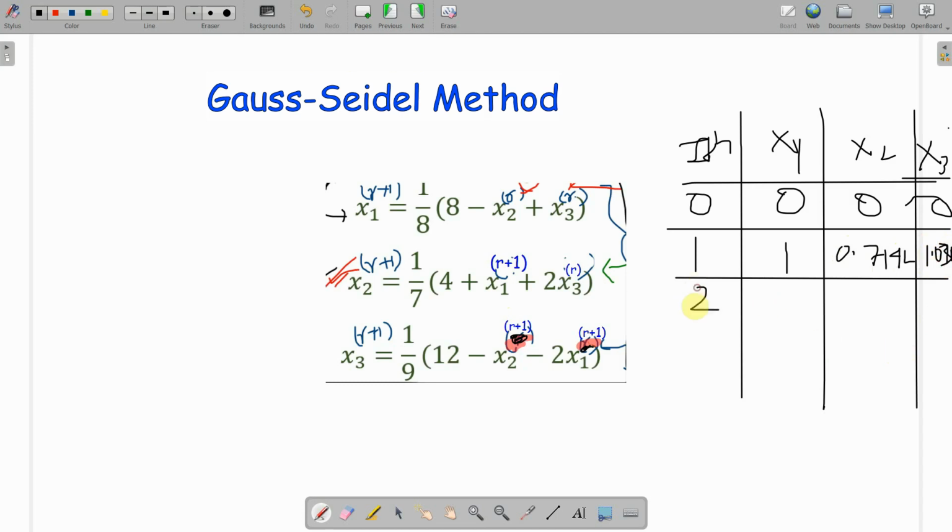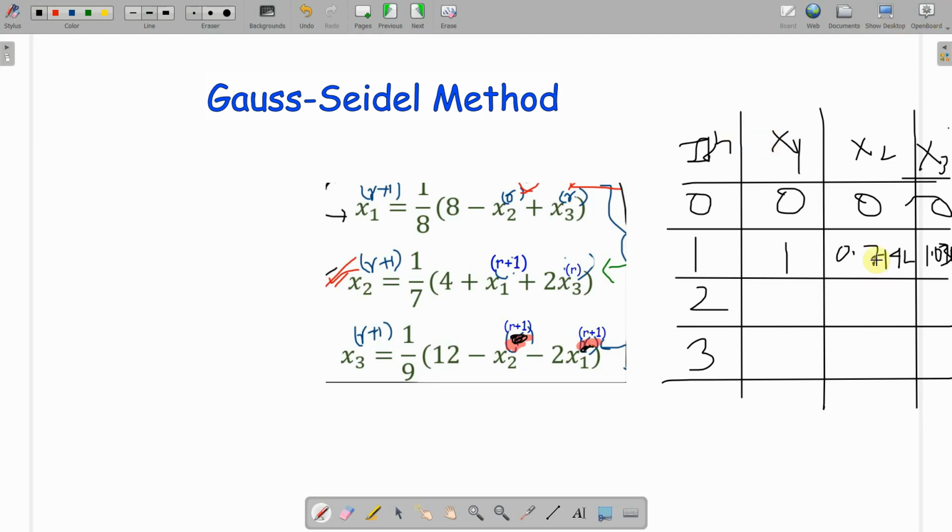Similarly for the 2nd and 3rd, and you will see it's converging earlier than the Jacobi method. Actually the Jacobi method was not reaching properly, we terminated our iterations at some point, but the Jacobi method was not reaching that point. But the Gauss-Seidel method can reach it easily after the 2nd, 3rd or 4th iteration, I don't know. So you know the Jacobi result.